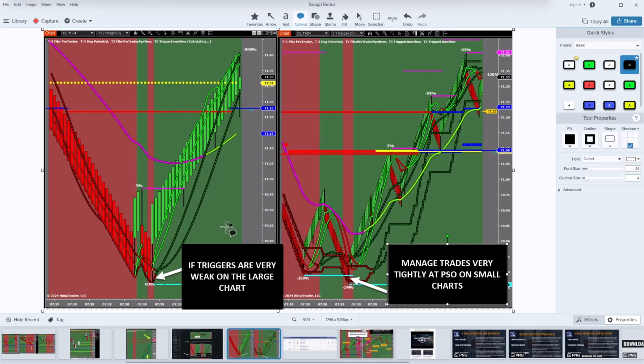If the triggers are very weak on the large chart, then any type of divergence or pivot stop out on your small chart will end the trend. So, Cheetah, does that answer your question? I know I sent that to you too, but whenever you have this very weak trigger line configuration, the pivot stop out and termination conditions on the small chart will stop the market. So that's the answer to your question.